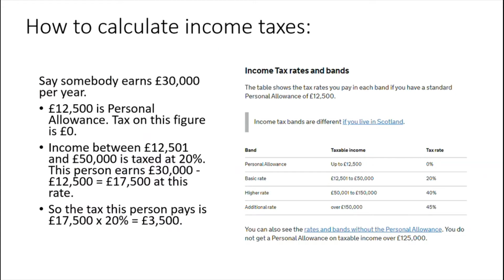Here's how we calculate income taxes. Say that you're on £30,000 per year. 12,500 of this will be taken up with your personal allowance. The tax on this figure will be 0% because it's a 0% tax rate on that personal allowance. Any income between £12,501 and £50,000 is taxed at the basic rate of 20%. This means that a person earning £30,000 would take 30,000 minus the 12,500 and find that it is 17,500 that is going to be taxed at this rate. So you take that figure, 17,500, and apply the 20% rate for that band to find that this person then pays £3,500 in annual tax.